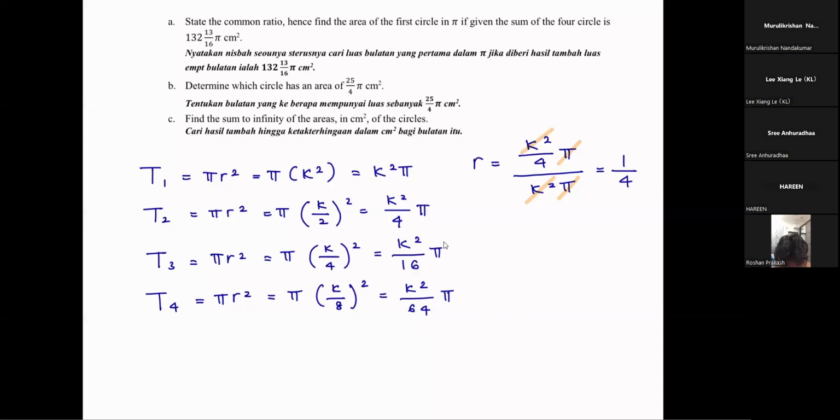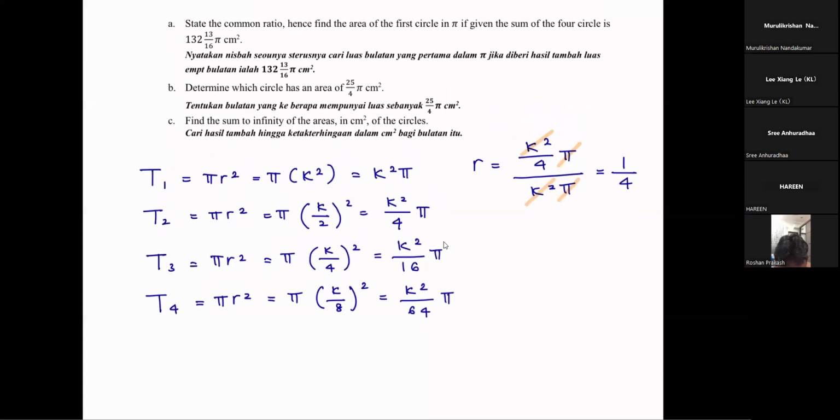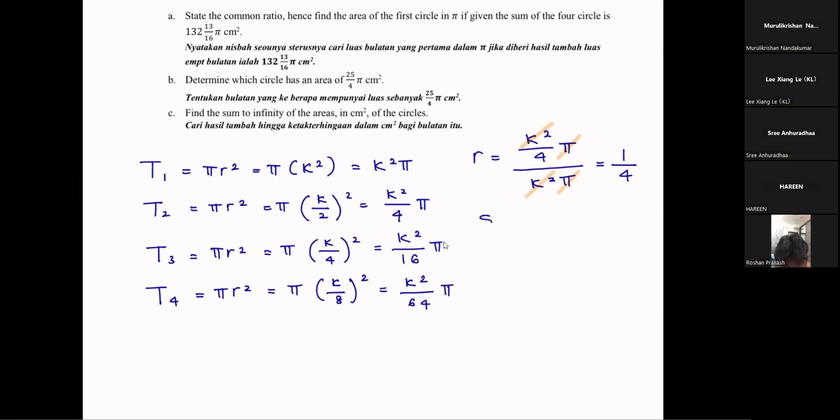Hence, find the area of the first circle. Area of the first circle in terms of pi. In terms of pi. Oh, okay, first area. So, saya kena guna ni lah. So, dia kata sum, okay, this is the total of all the 4. So, total of all 4 means is S4. Is 13 over 16 pi.